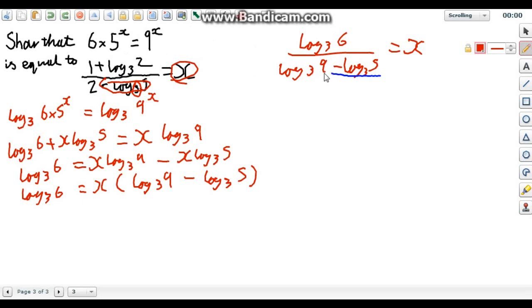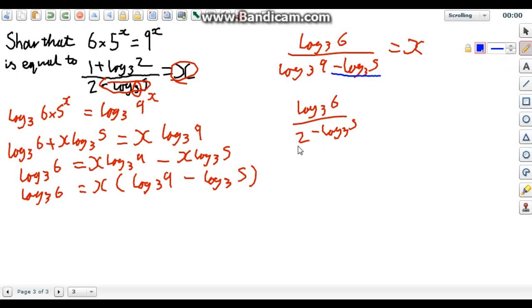And if we look, we can remember one of our laws was that anything to the base of itself is equal to 1. And also, if we have something we can split into factors, we can make it log of the factor plus log of another. Well, 3 times 3 is 9, so we could have log 3 to the 3 plus log 3 to the 3. Since they're both 3's, they become 1. 1 plus 1 is 2. That's where the 2 comes from. So we get log 3 of 6 over 2 minus log to the 3 of 5.